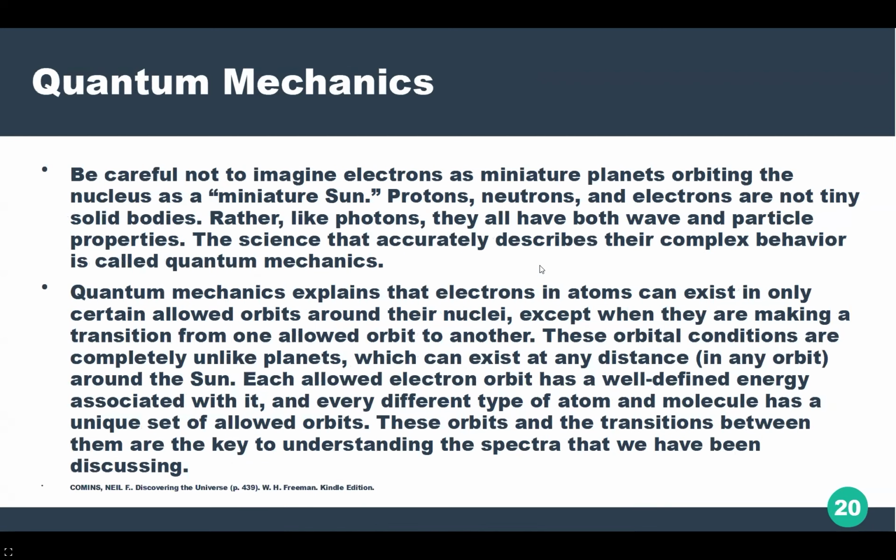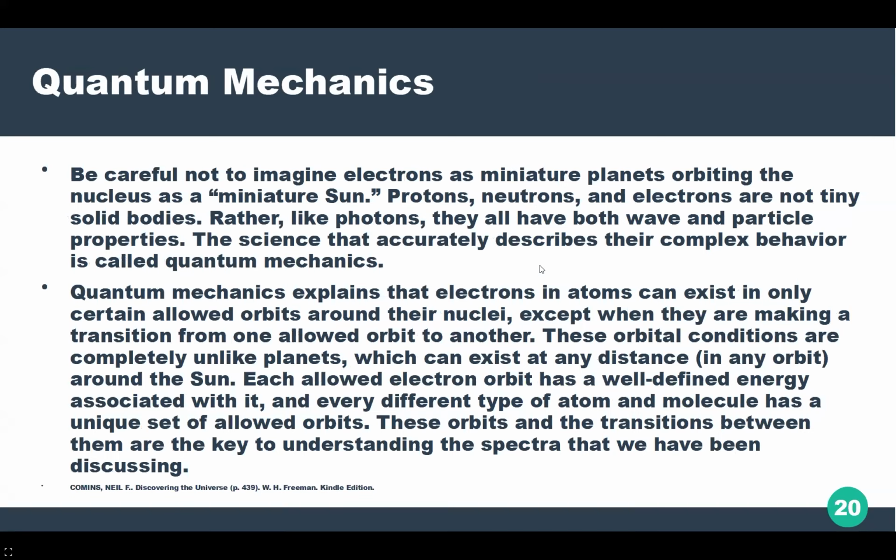Be careful not to imagine electrons as miniature planets orbiting around the nucleus as a miniature sun. Protons, neutrons, and electrons are not tiny solid bodies. Rather, like photons, they all have both wave and particle properties. The science that accurately describes this complex behavior is called quantum mechanics.